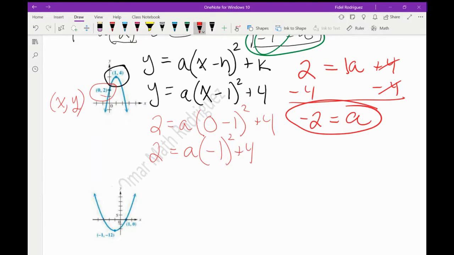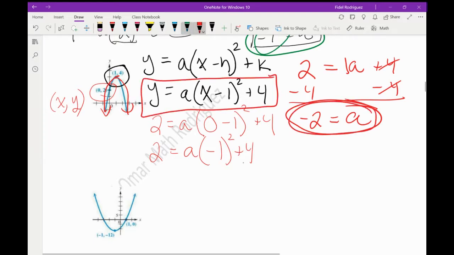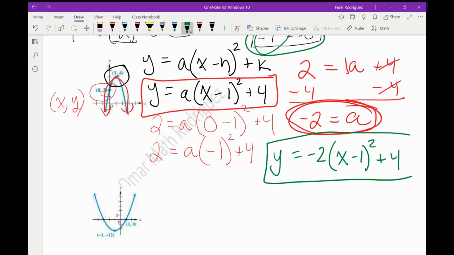So notice A is negative, right? Look at our graph. Our graph is opening downward. All I'm going to do now, guys, is take this equation right here and just substitute that part where the A is equal to -2. So we're going to write y equals negative 2 times x minus 1 squared plus 4.